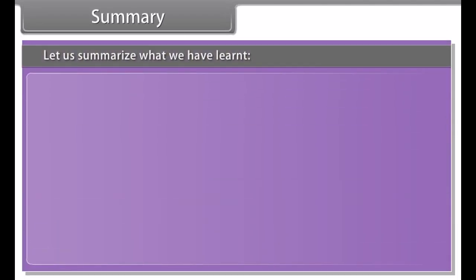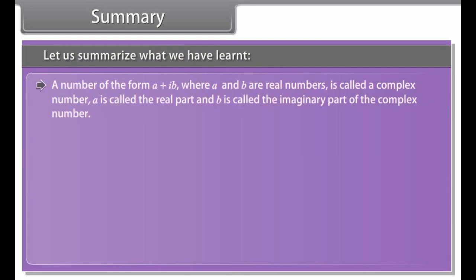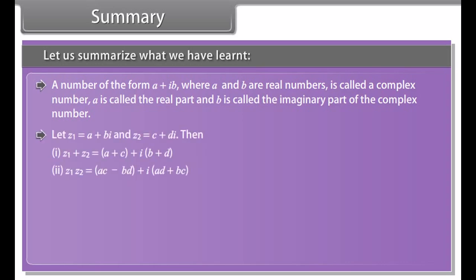Summary. Let us summarize what we have learned. A number of the form a plus b iota, where a and b are real numbers, is called a complex number. A is called the real part and b is called the imaginary part of the complex number. Let z1 is equal to a plus b iota and z2 is equal to c plus d iota.